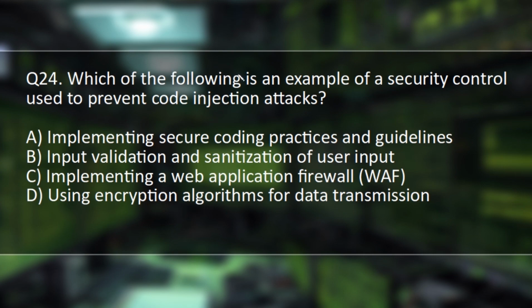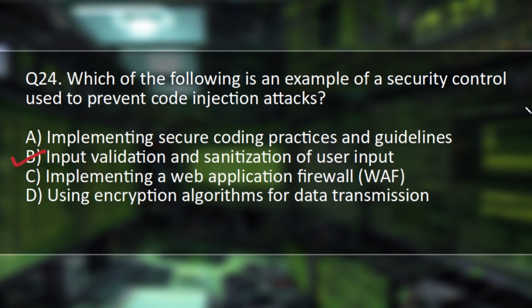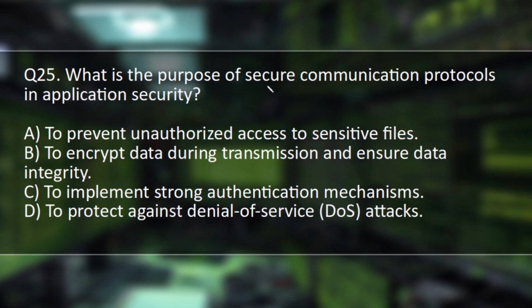Which of the following is an example of security control used to prevent code injection attacks? So to prevent code injection attacks, what is the security control? It is input validation. Okay, next question we will move on to, what is the purpose of secure communication protocols in application security? So we enforce secure communication protocols to encrypt data during transmission and ensure integrity.